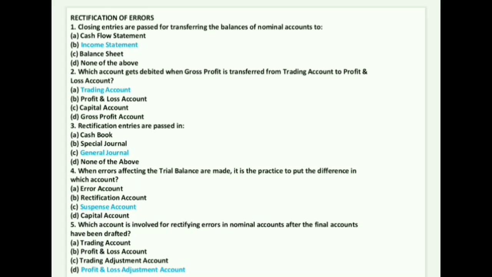Now next is which account is involved for rectifying error in nominal accounts after the final accounts have been drafted. Well, the options are trading account, profit and loss account, trading and adjustment account, profit and loss adjustment account. So guys, option was which account is involved in rectifying error in nominal account after the final account has been drafted. So this is profit and loss adjustment account.